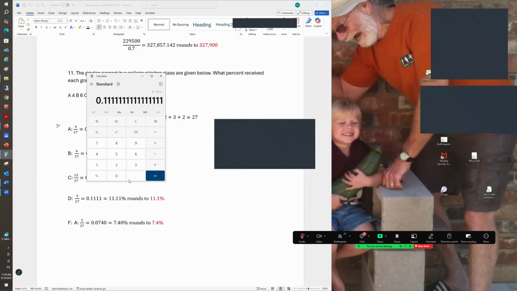And there were 2 F's. And so 2 divided by 27 is 0.074074. You move the point 2 places to the right, and you get 7.40. The zero is not big enough to make it 7.5, so it stays at 7.4%.